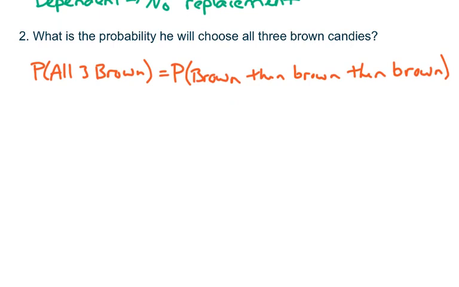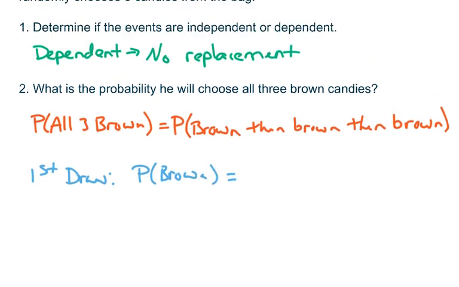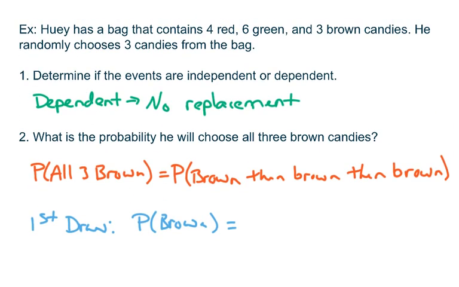Okay, so the first event, we're drawing a brown candy. So the first event, we're going first draw. The probability that we get a brown is what? Well, we know there are, let's see, 4 plus 6 is 10, plus 3 is 13.